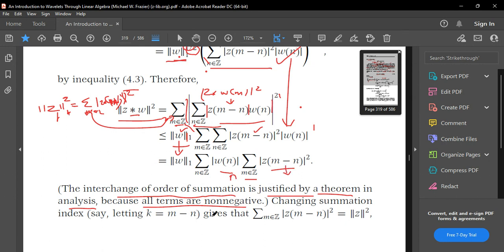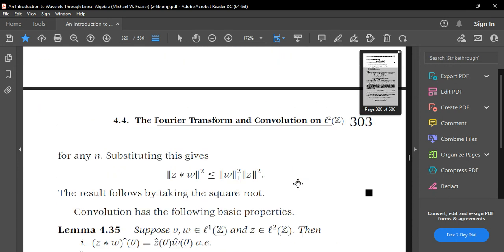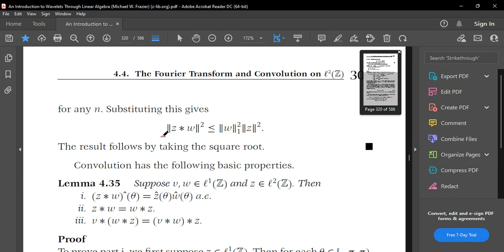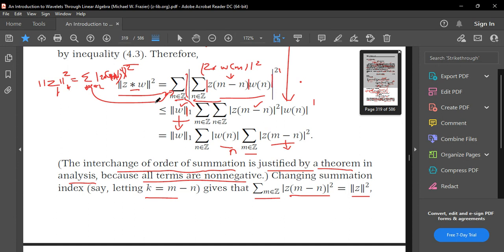Now, changing m−n to k, the summation over m belonging to Z of |z(m−n)| whole square becomes the norm of z squared, the same as what we did earlier. For any n, substituting this gives the norm of z star w squared. That is what is written here: norm of z star w squared is less than or equal to this one. This one becomes norm z1, this one also becomes norm w1, and this one becomes norm z squared. So norm w1 here and norm w1 here are multiplied, and we get norm w1 squared into norm z squared.